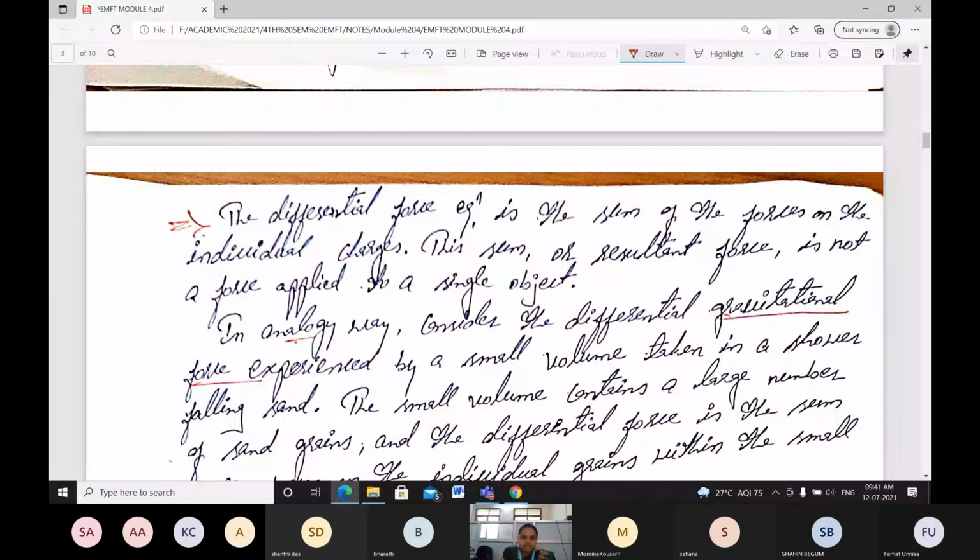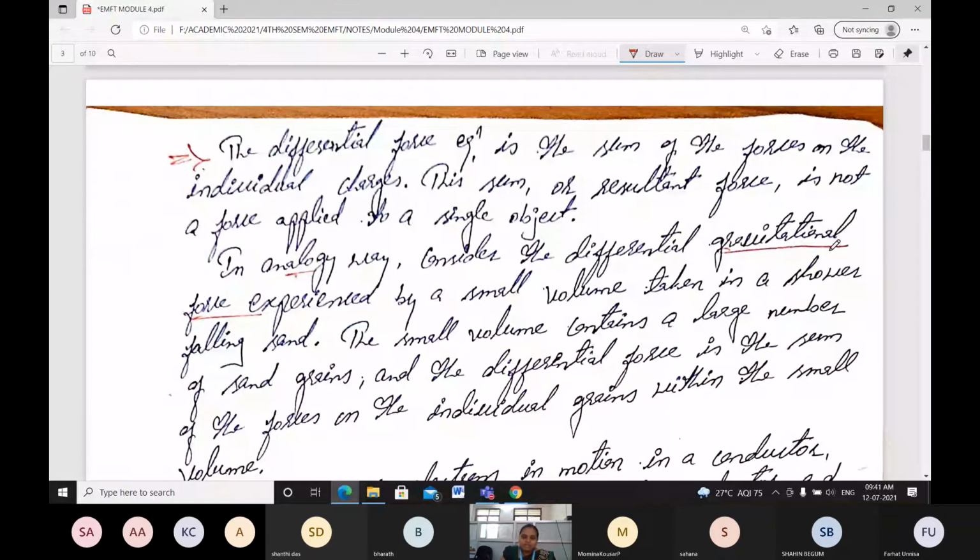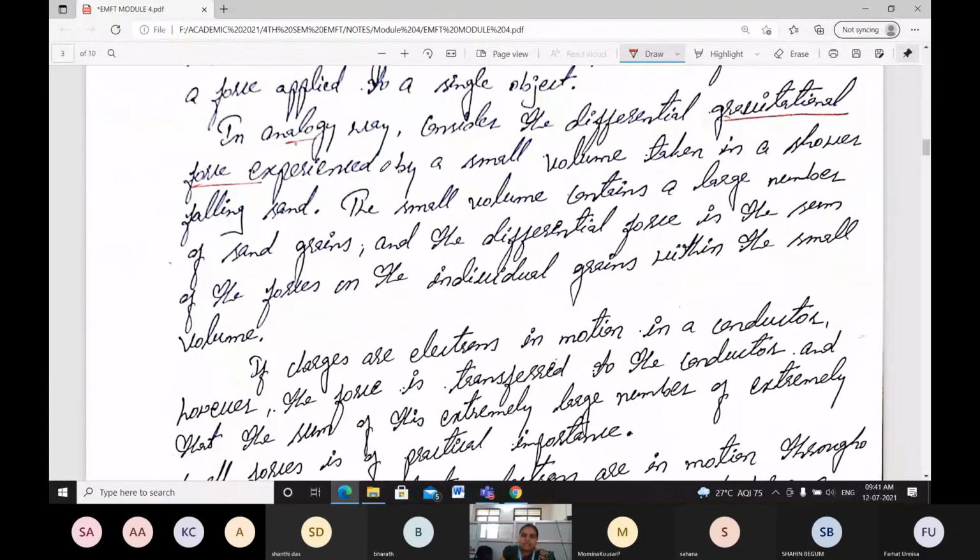In the same way, consider a differential gravitational force experienced by a small volume taken in a shower of falling sand. The example need not be sand. You can take an apple or anything, or a ball which is coming back. Then a small volume contains a large number of sand grains.